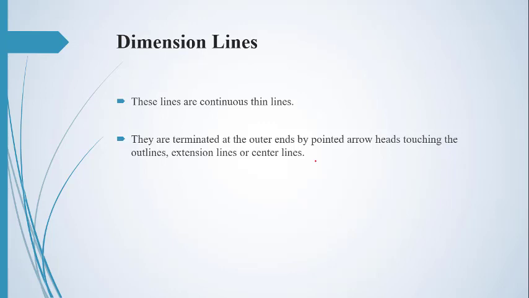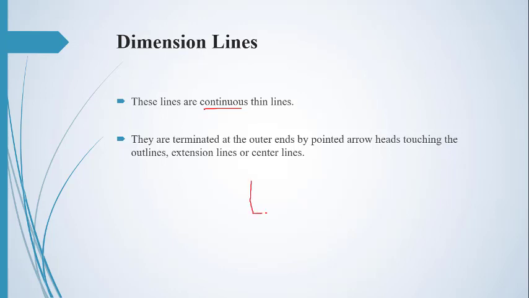Now coming towards the dimension lines. These lines are continuous thin lines. They are terminated at the outer ends by pointed arrowheads touching the outlines, extension lines or center lines. Okay, now the dimension lines.